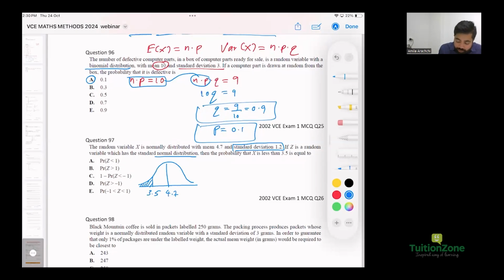So if I draw another diagram for the standard normal, which looks something like this, we are looking for the corresponding z value. What's the formula? Z equals x minus mu over sigma. Can you sub it in and find the z value? Let's sub the mu and the sigma and the x. Tell me what's the z value?